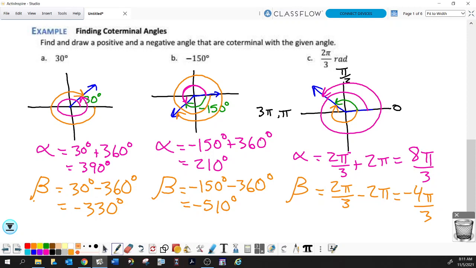More questions on that before we turn the page? Yeah. Why do you subtract the orange one on the last one? Why you subtracted 2 pi? I just don't get why you subtracted it. Because I needed a negative number. That's why I subtracted 2 pi.